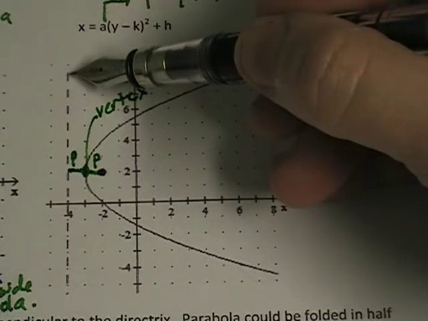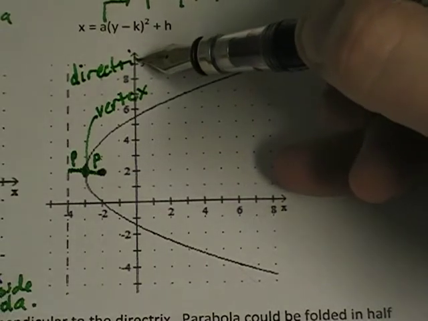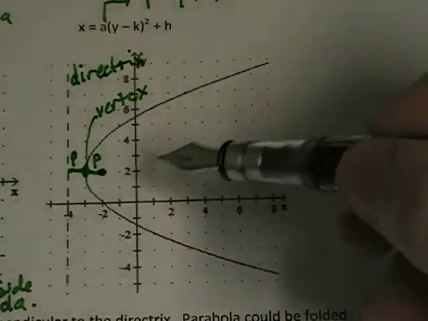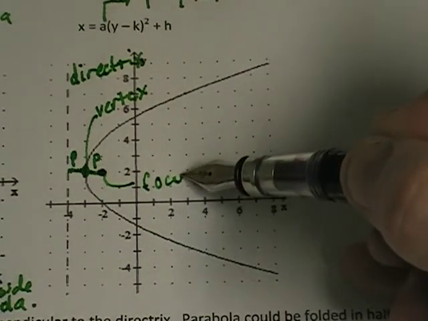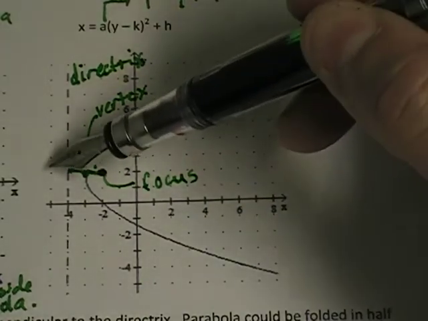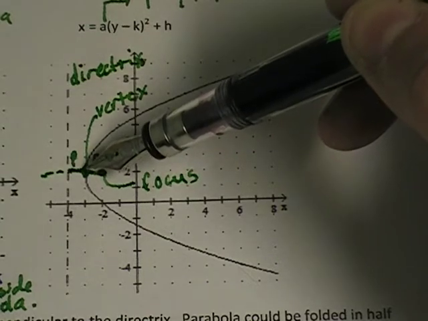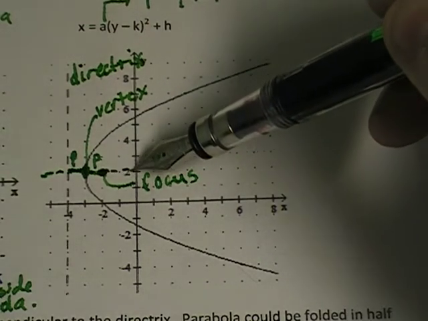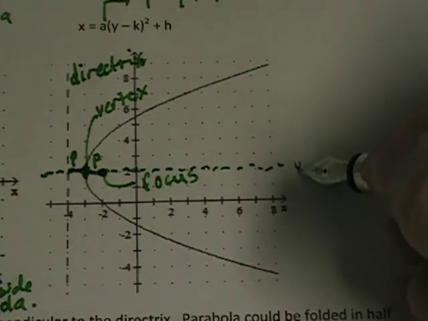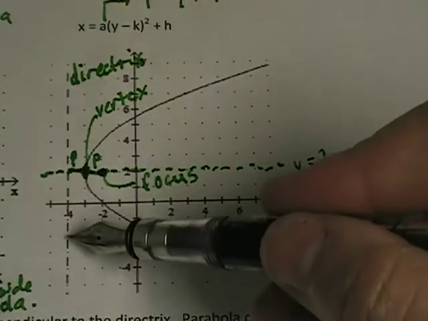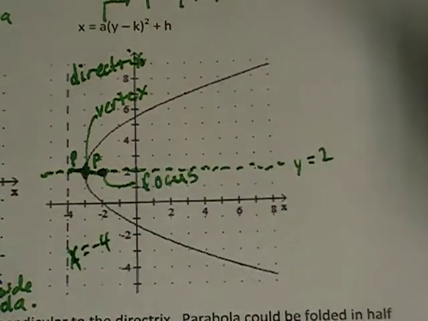Okay, this vertical line is your directrix. Okay, your directrix. And there's your focus, right? That point right there, that's your focus. And your line of symmetry is going to go perpendicular to the directrix, and it goes through the vertex and through the focus. Okay, and it's going to have an equation. It's going to be y equals 2. The directrix is going to have an equation. It's going to be x equals -4 because it's a vertical line, right? And all of this stuff you should know from algebra.